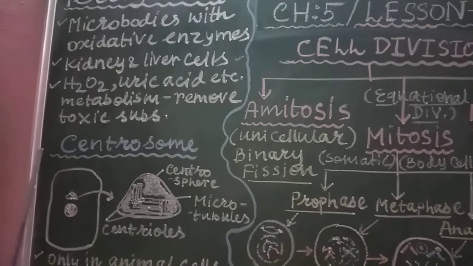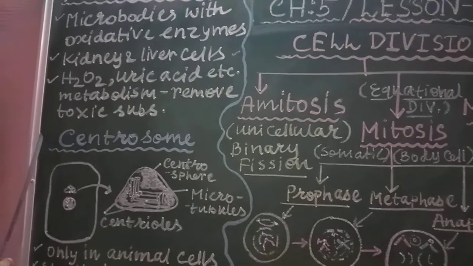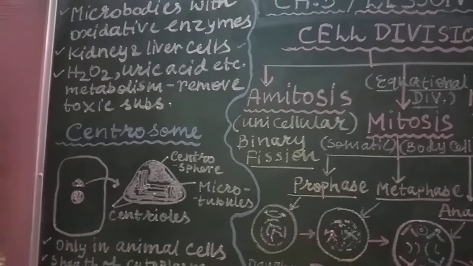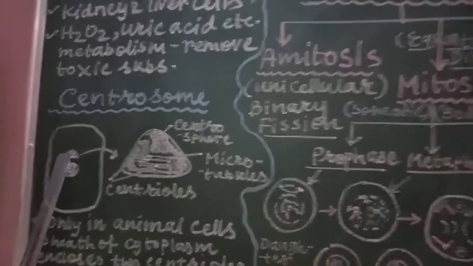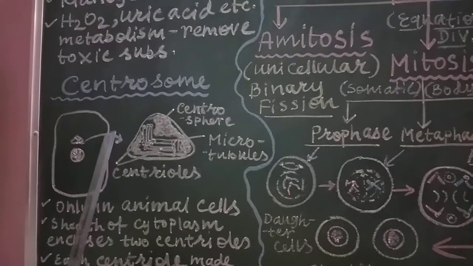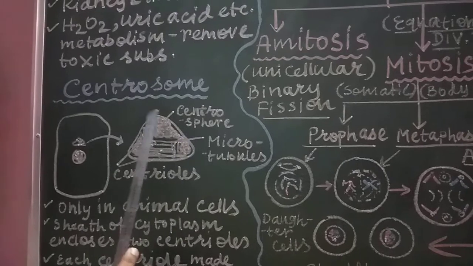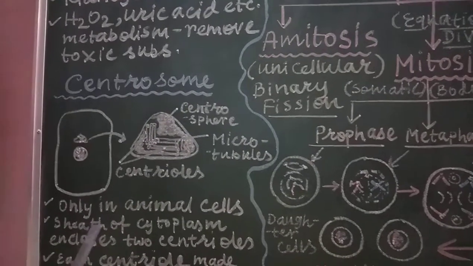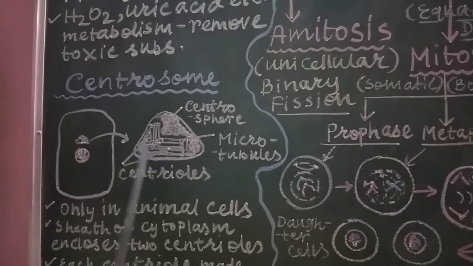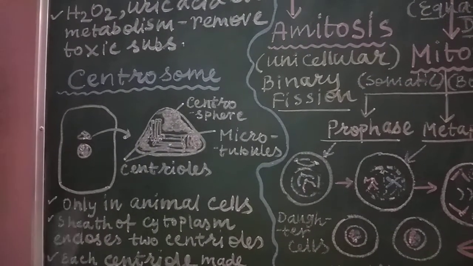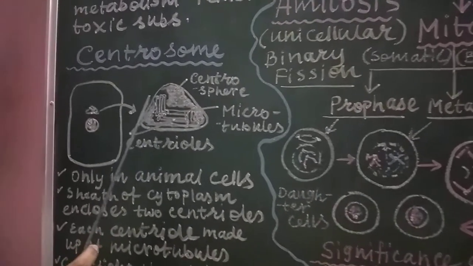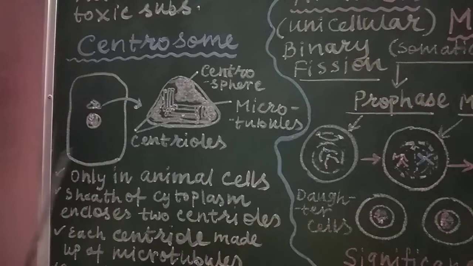Another cell organelle which is present only in the animal cell but absent in the plant cell is called the centrosome. Centrosomes are present very near the nucleus. This is the position of the centrosome. You can see a protoplasmic envelope covering it, that is called the centrosphere. Inside the centrosome, two centrioles are present, lying at a 90-degree angle with each other. Each centriole is made up of thin microtubular structures.